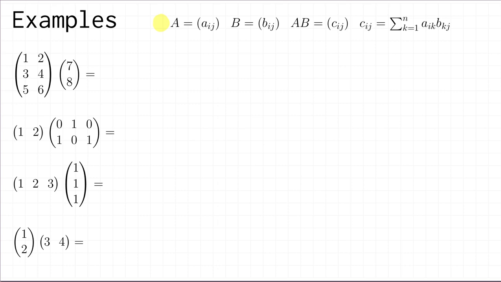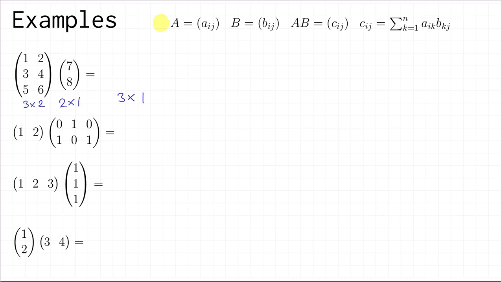So let's see what we've got here. We have here a 3x2 matrix. It's got 3 rows and 2 columns. And here we have a 2x1 matrix, so 2 rows and 1 column. So we are allowed to do this matrix multiplication. This is okay because the number of columns in the first matrix is the same as the number of rows in the second matrix. They're both 2. So the result will then be a 3x1 matrix.